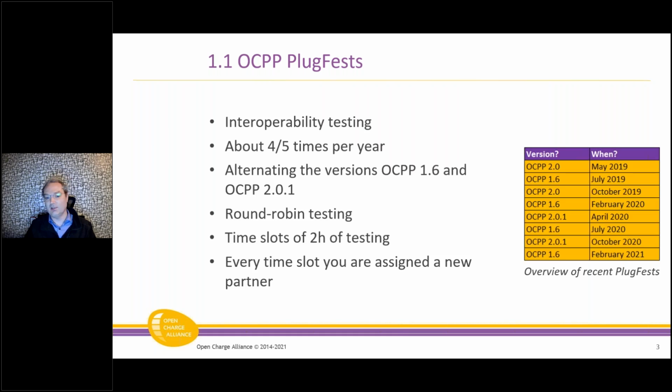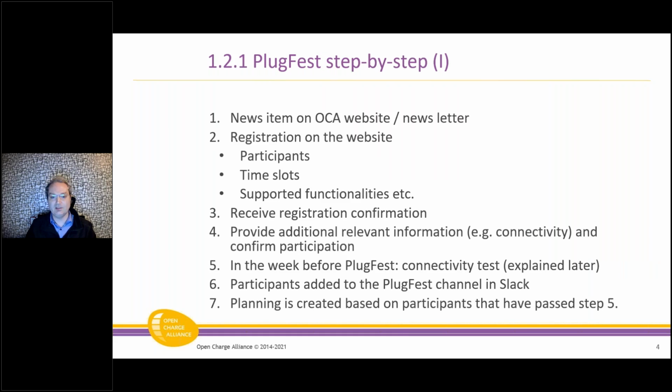What is interesting to explain is how this process works in more detail. If you want to participate in a Plugfest, I'll guide you through the steps you have to take. The first step is that you will find a news item on the OCA website, or via a newsletter. Via the website or the newsletter, you will find the link to the registration, where we ask for the participants, so the people joining, their email addresses, and the time slots that you want to join. You're not obliged to join all time slots.